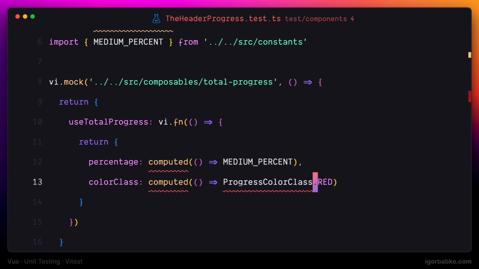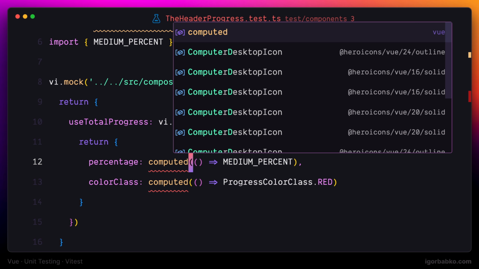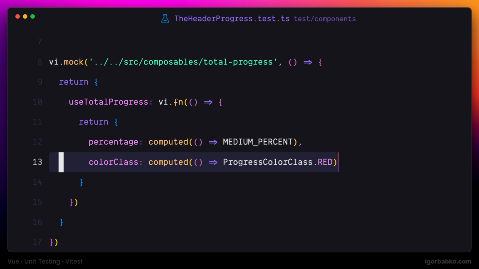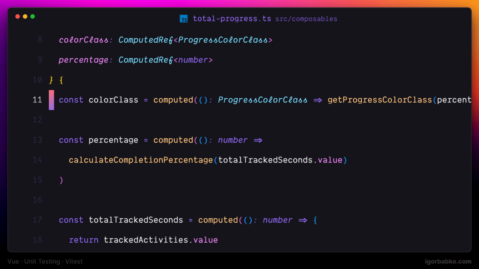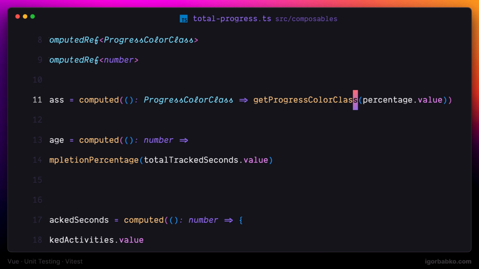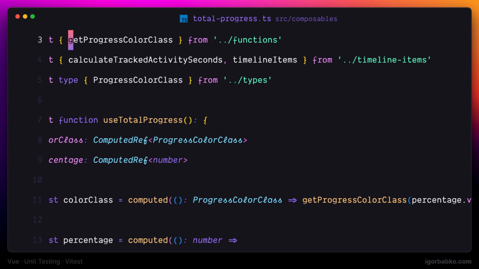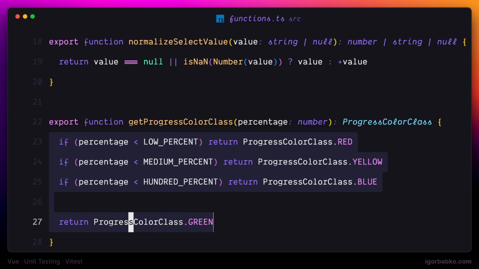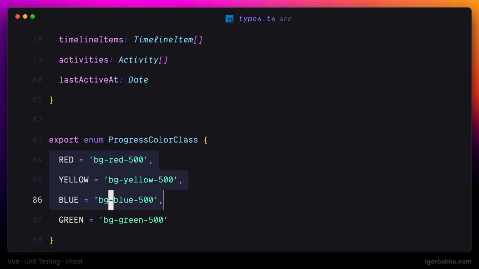So once again, let's go back to the original implementation and see where the value for the colorClass computed property comes from. It is coming from this getProgressColorClass function call. Let's take a look at its implementation. So all this function does is decide which element of the ProgressColorClass enumeration to return based on the provided percentage value. And every element of the ProgressColorClass enumeration is a simple Tailwind CSS class, which corresponds to a particular background color.